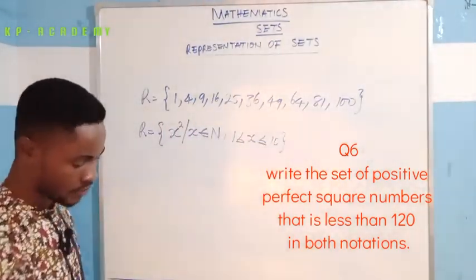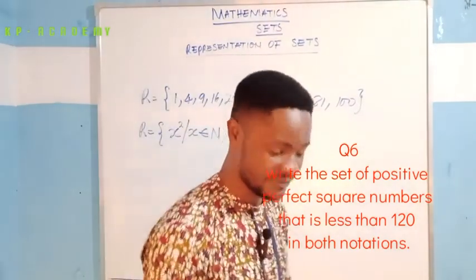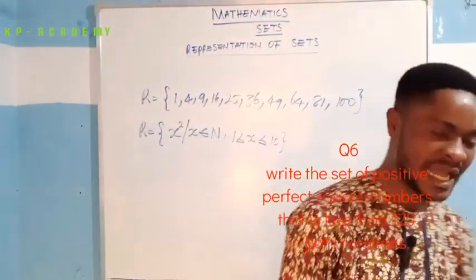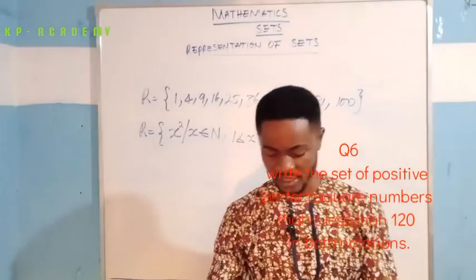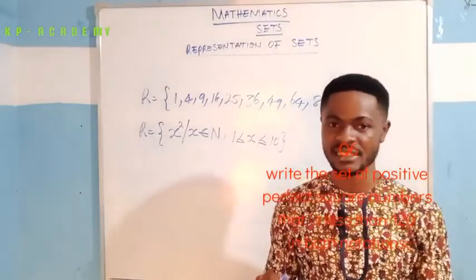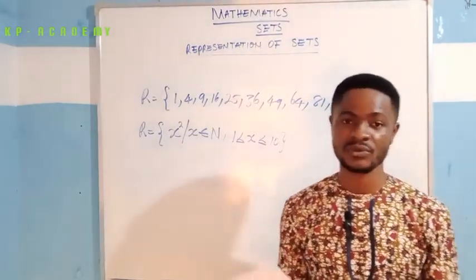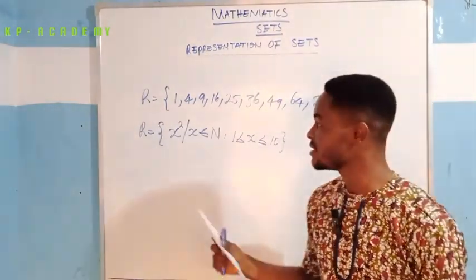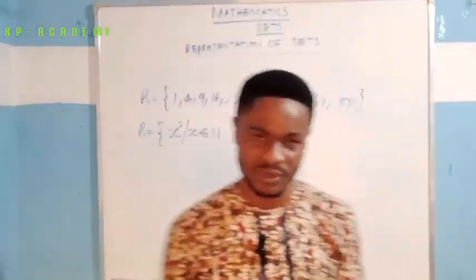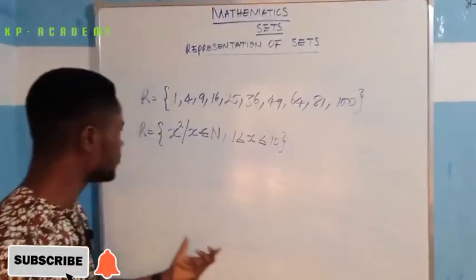Okay, these are the 5 questions that attempt to explain sets in both notations, that is the set builder notation and the listing method. And of course, in all of these things we've seen, you will agree with me that the listing method is a little bit simpler compared to the set builder notation.